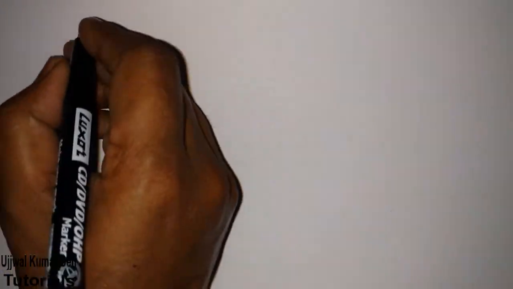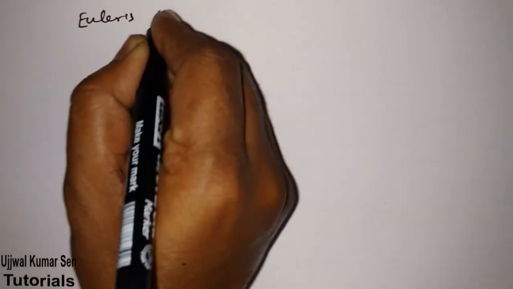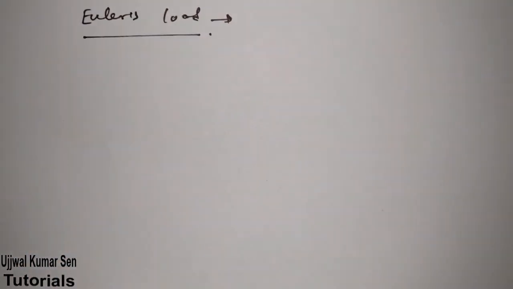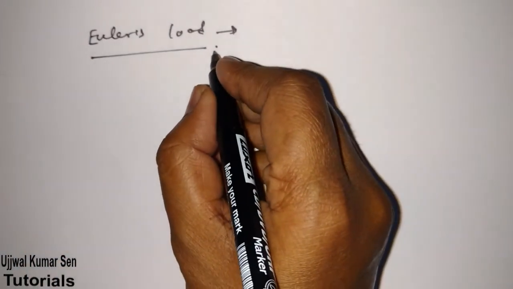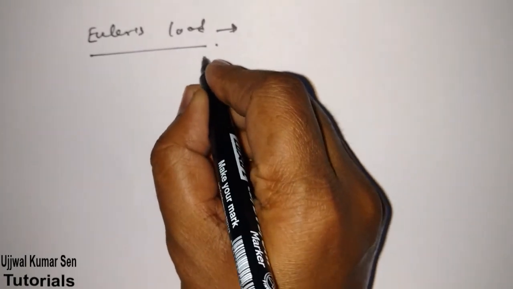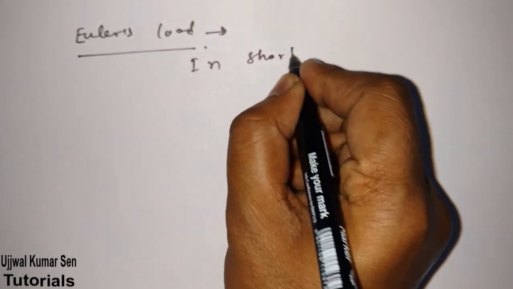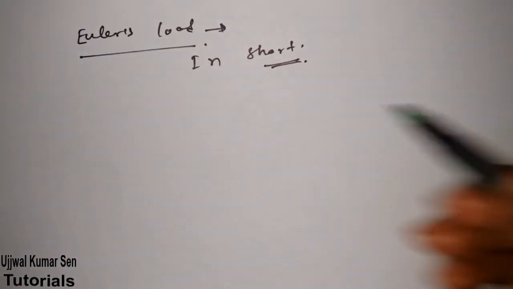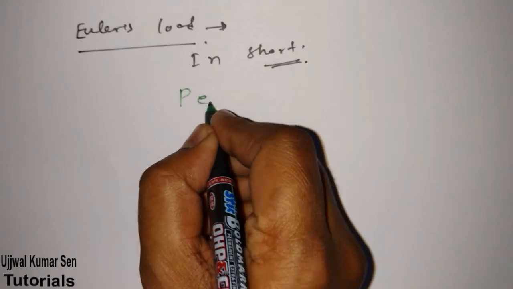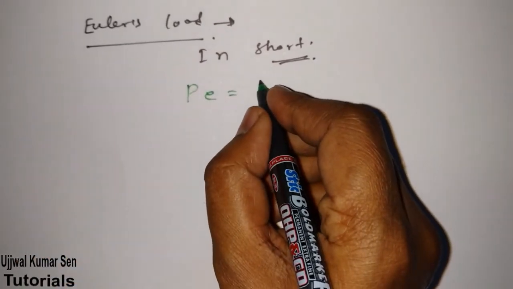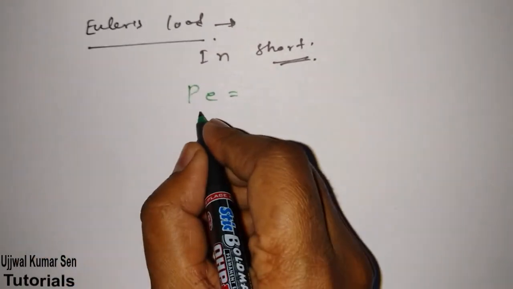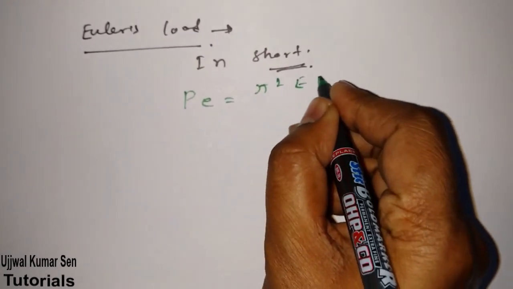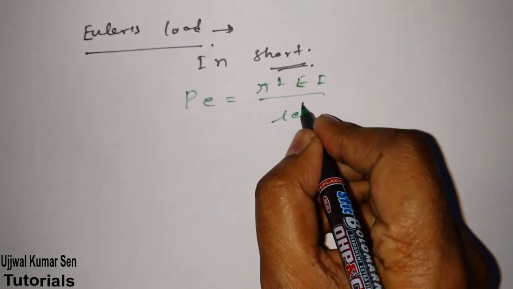So what is basically Euler's load? I have already shared the theoretical part, but here I'm going to share it in short, so that you can solve numerical problems at least. According to Euler's load, we can find P, that is E for Euler, P for buckling load, which is also known as pi square EI by LE square.